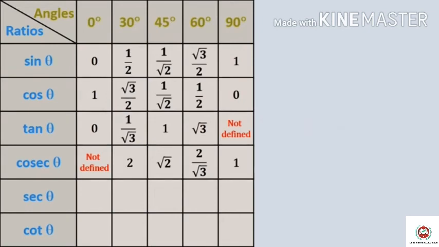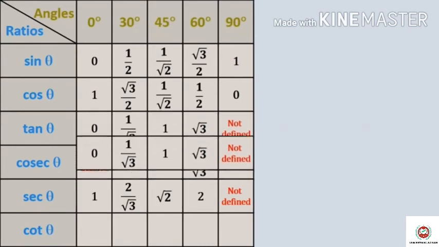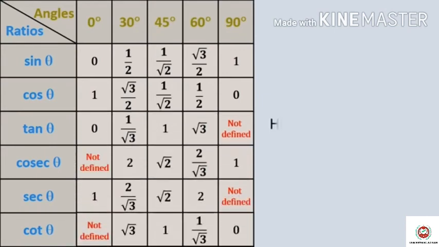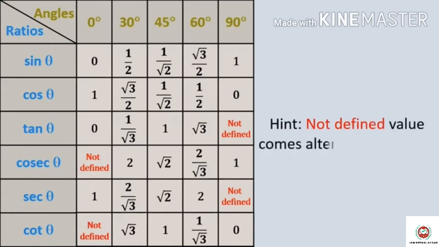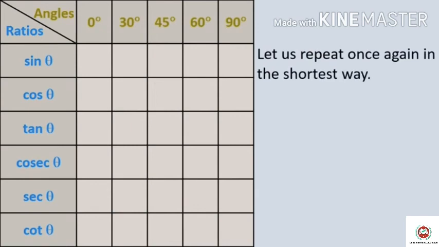Now sec theta is the reciprocal of cos theta, so we obtain the values of sec theta, and cot theta is the reciprocal of tan theta. And the not defined values come alternately, end to end, just like this. Remember this order. So let us repeat once again in the shortest way.